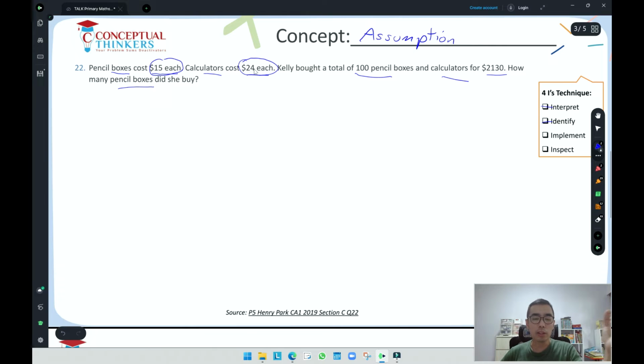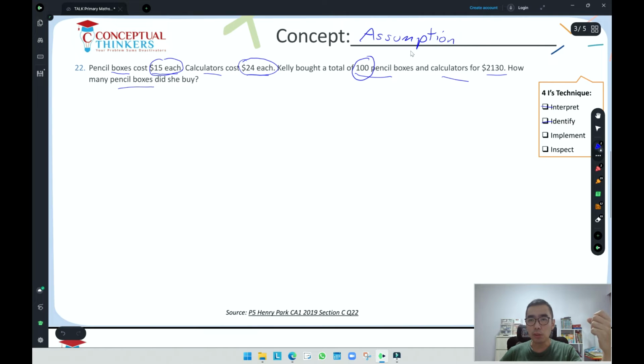Now sometimes they may not give you the individual value directly. For example, they will tell you the cost of a pencil box, but not the cost of the calculator. They will tell you indirectly by saying the calculator costs $9 more than a pencil box. So you do need to do a calculation to get the individual cost of the calculator. Next, they need to tell you the total number. The total number of pencil boxes and calculators mentioned here is 100.